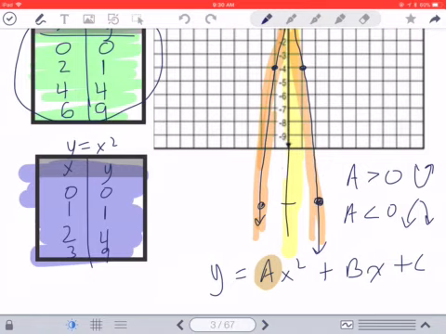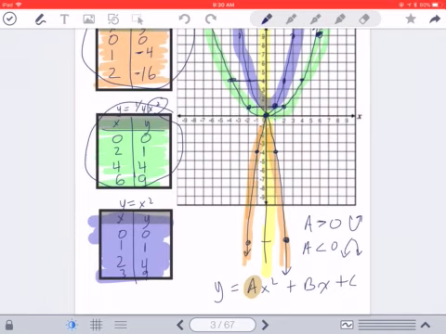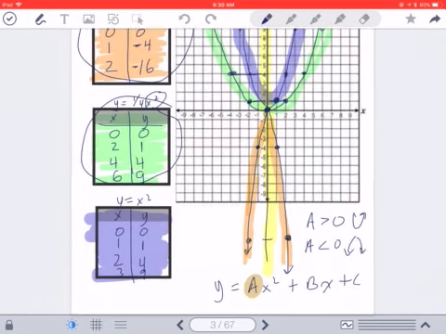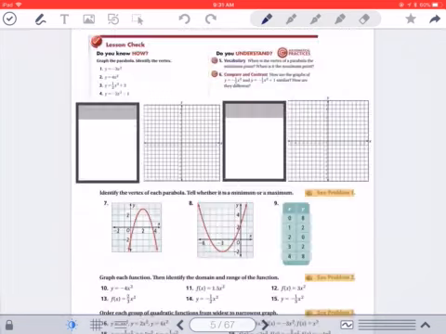And it also tells me how wide it is. The larger the absolute value of a, the more narrow the graph is going to get. In the next example of notes, we're going to use Desmos, and we can use that to see how different numbers change how the graphs look. Okay, let's go to problem 5.